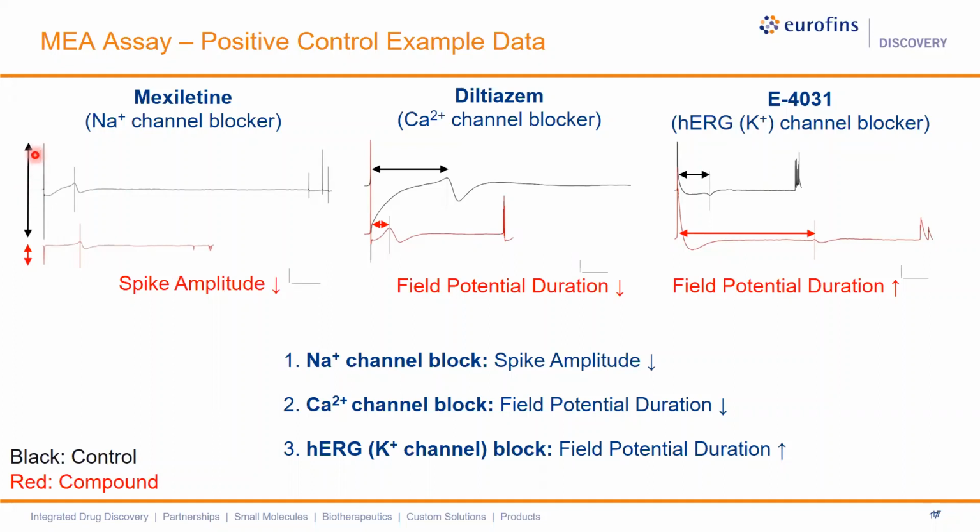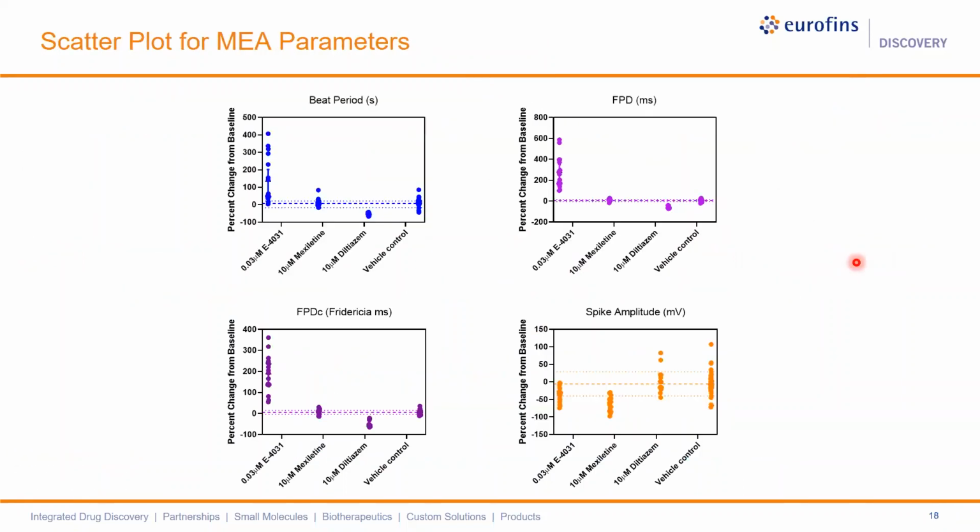The black is the control, the black traces. And the red traces and the markers are the amplitude change as well as the actual traces after application of the blocker for sodium, calcium, and hERG. And after sodium channel blocker application, the spike amplitude decreases tremendously. And with the calcium channel blocker, the field potential duration shortens so much, almost a 50 to 60% decrease. And the hERG channel blocker E4031 gives about a 200% increase, as we expect for these blockers.